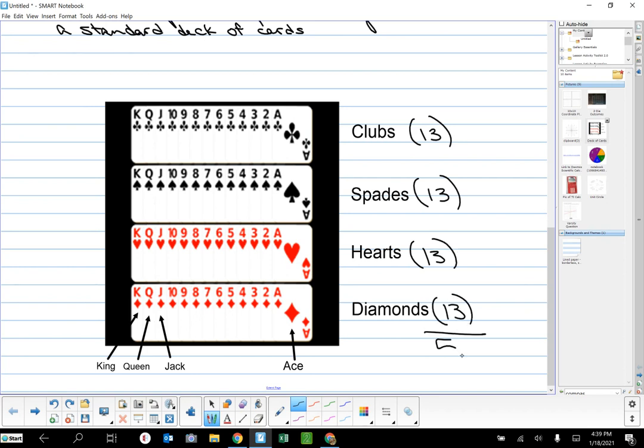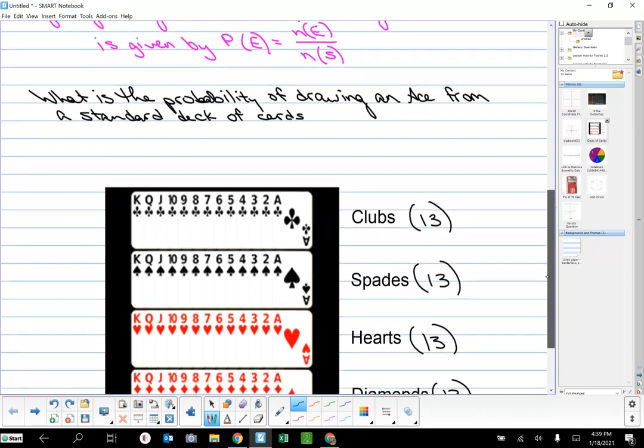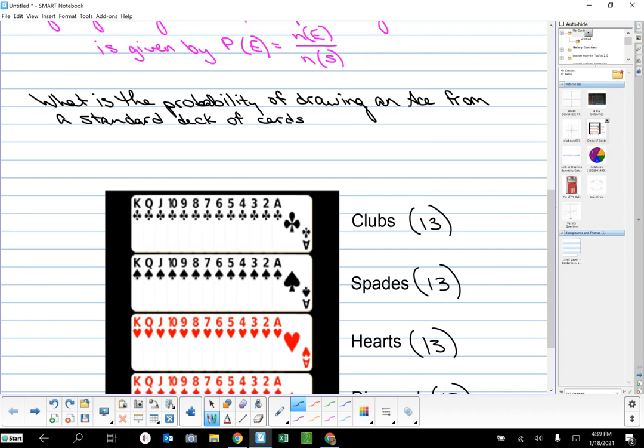So there are 52 total cards in a deck. It's important that you know that. We're talking with no jokers in the deck. All right, so that's the information that you have. So given this, what is the probability of drawing an ace?